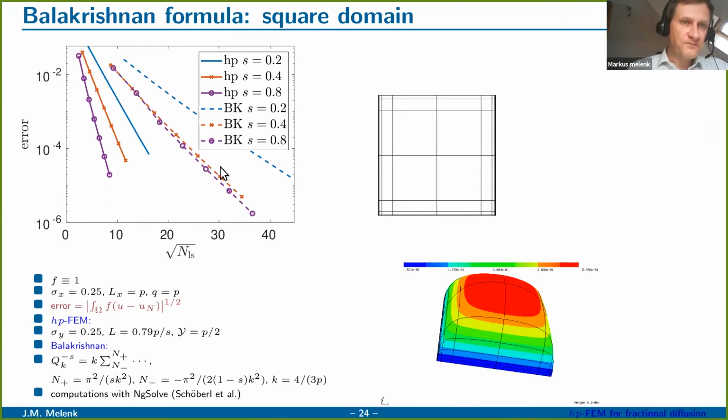So for this particular choice of parameters, if one plots the error versus the number of linear systems that one actually has to solve. So for example, here for this Balakrishnan formula, for each quadrature point, we had to solve an elliptic problem. So these are fully decoupled problems. And a similar decoupling trick can be done here for the Galerkin method. So a fair measure is really the number of linear systems that one has to solve for. And then actually, at least for this parameter choice, the Galerkin method comes out slightly better.